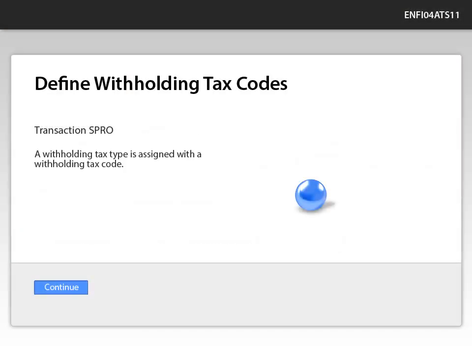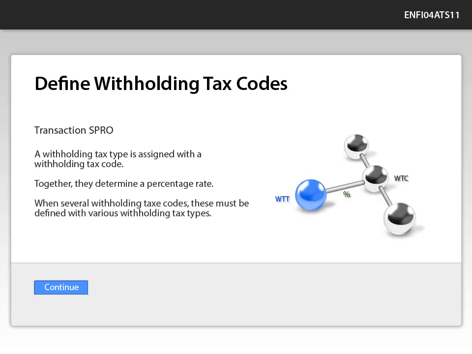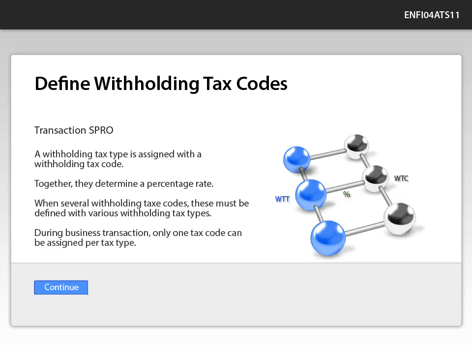A withholding tax type is assigned with a withholding tax code. Together, they determine a percentage rate. When there are several withholding tax codes, these must be defined with various withholding tax types. During a business transaction, only one tax code can be assigned per tax type. Press Continue.